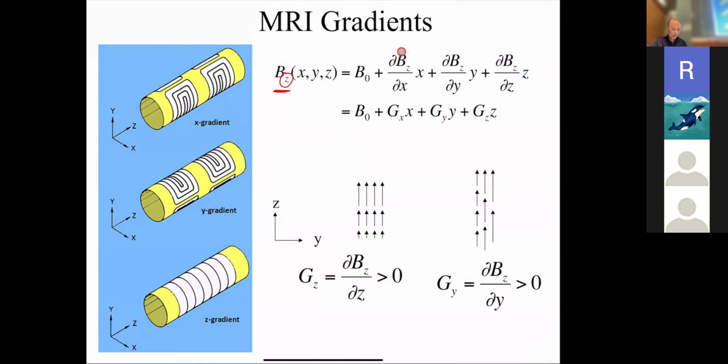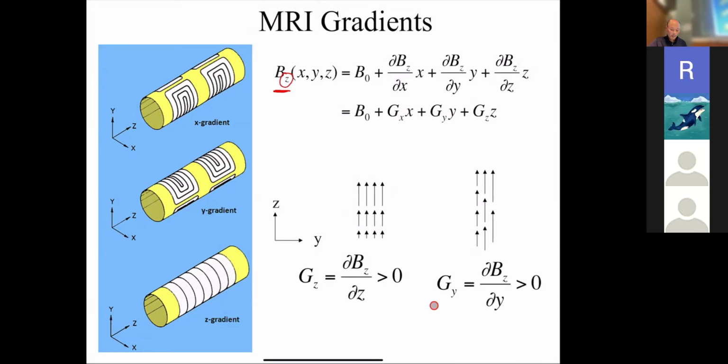So these are like dBz/dx, dBz/dy, and dBz/dz: delta Bz over delta X, delta Bz over delta Y, and delta Bz over delta Z. Okay. For each of these, let's look at, for example, the gradient in the Z direction. If the Z direction is going this way, and I have a positive gradient, that just means the Z component of my field is increasing with the Z direction.